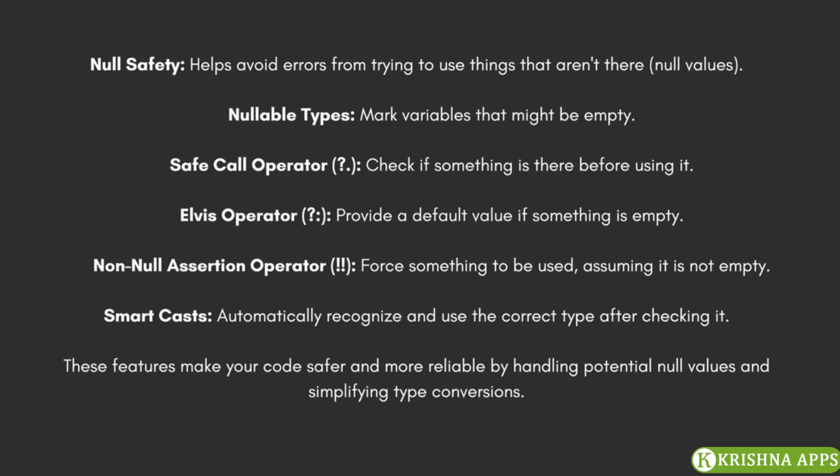Smart casts automatically recognize and use the correct type after checking it. These features make your code safer and more reliable by handling potential null values and simplifying type conversions. Alright, let's dive into the code examples.